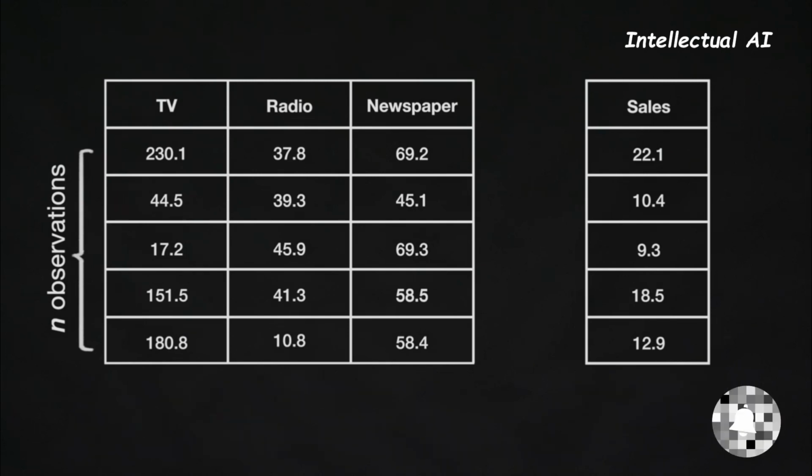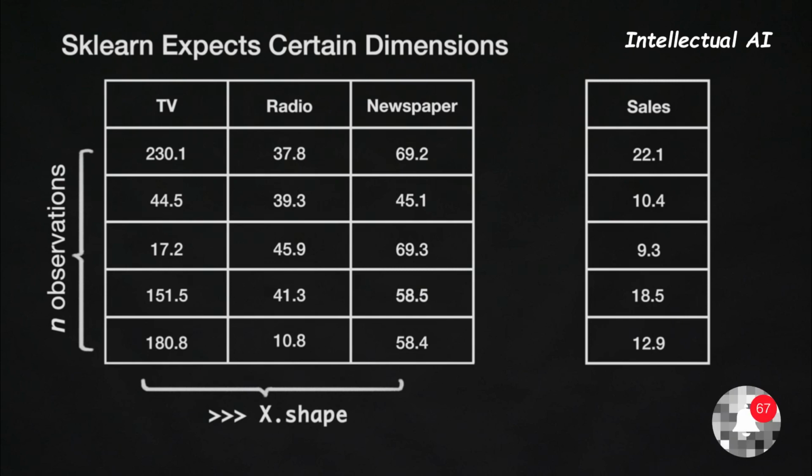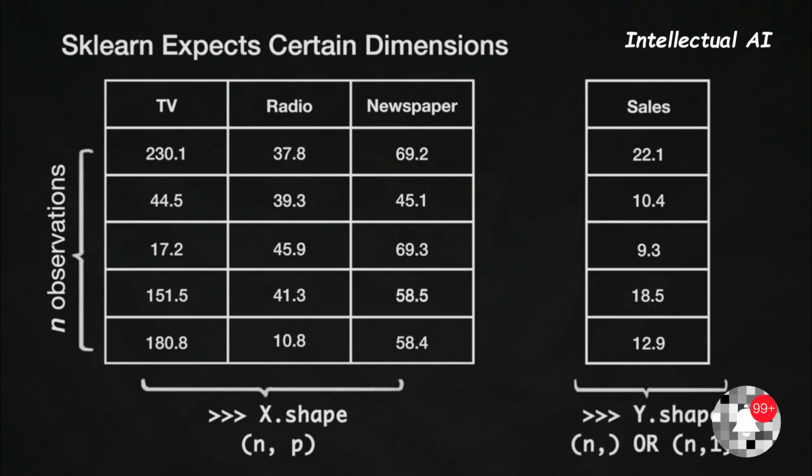Now, let's connect it with pandas that we have already seen. When we take the data matrix, if we do X.shape, that will give us the dimensions of the data matrix X, which should be n, p. And for the response variable, y.shape should give us n, 1 or n, nothing.